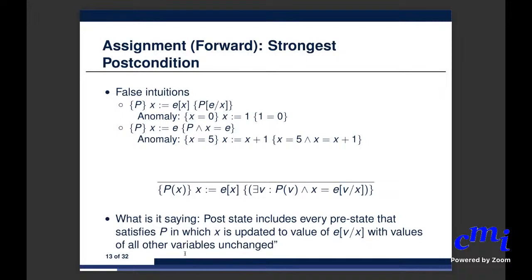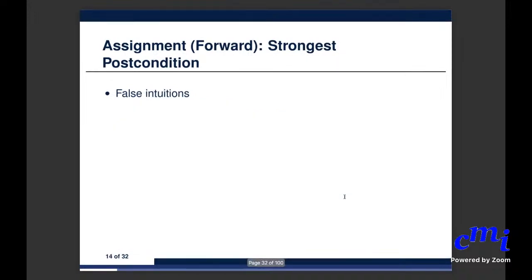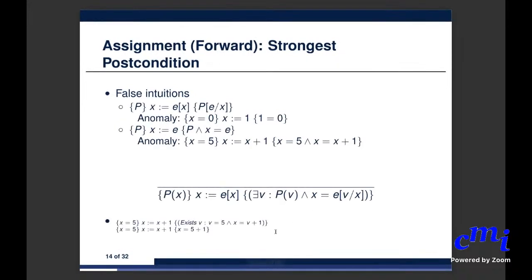With the values of all the other variables being unchanged, that's what this thing says. So for every value v of x in the pre-state that satisfies P, that will continue to hold in the post-state, and x and only x will be updated to the value of E. That is why the strongest postcondition can be stated in an existentially quantified way. So I'll give you two examples.